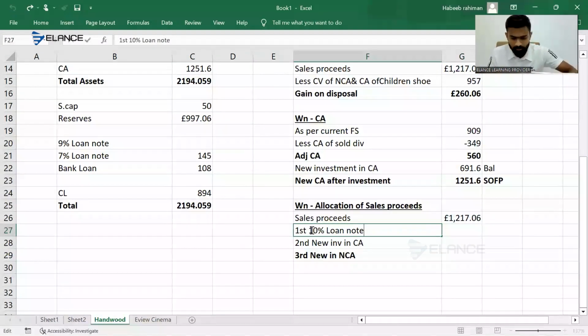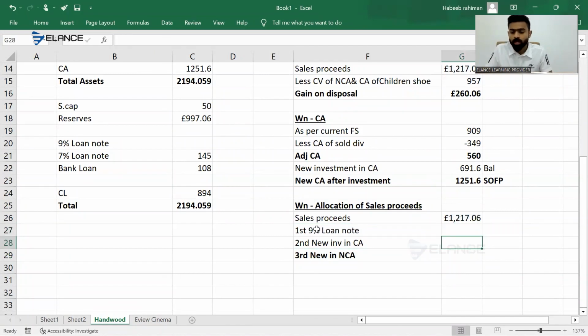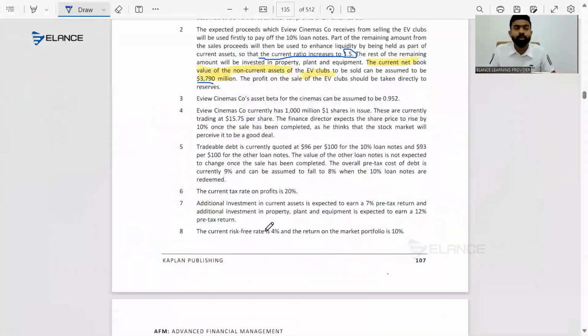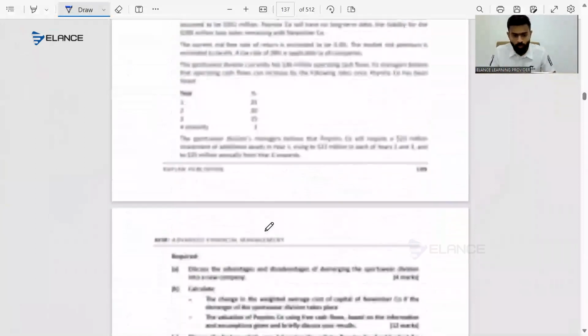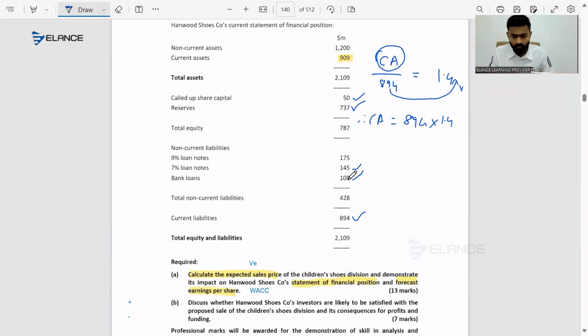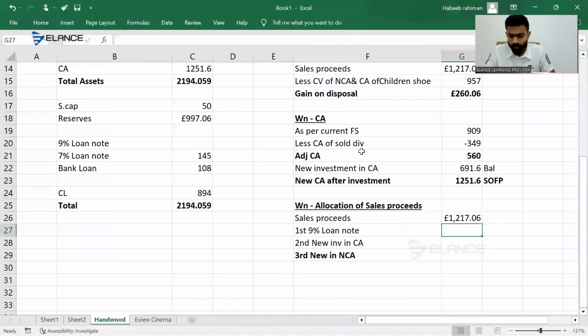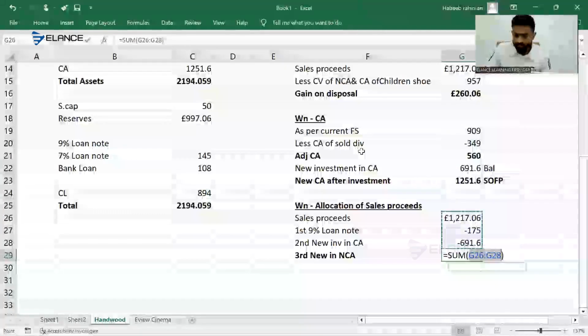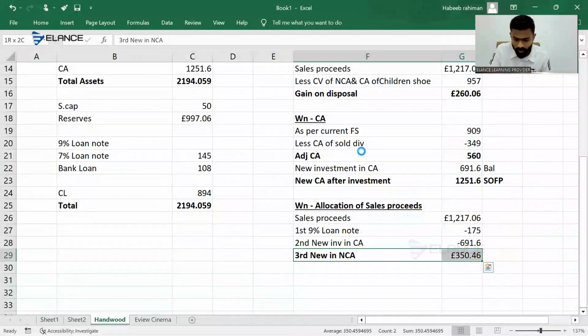We are paying off some debt. Previously it was 9% debt in the previous question. For this question, it is 9% loan note. From the current FS, what is the figure for 9% loan note for Handwood company? It is 175. So first we will reduce that. 175 is gone. Remaining we will invest some money in current asset, new investment in current asset. That's what we calculated in the previous working note. So whatever left, that is the money we are investing in non-current asset. Okay, so this is the figure we are investing in non-current asset.